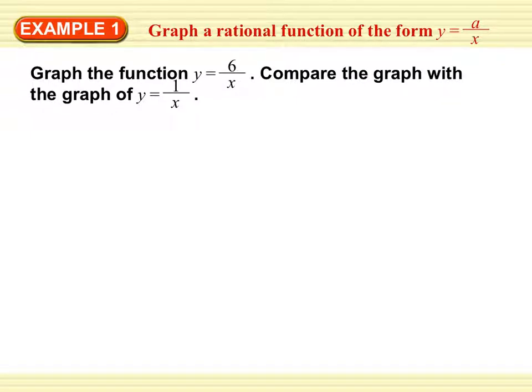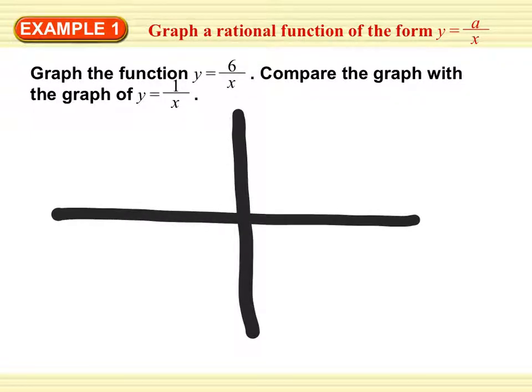All right, let's try one. Graph the function y equals 6 over x. Compare with the graph of y equals 1 over x. First, we're going to draw the asymptotes. I know I'm over-exaggerating. I hope you don't get too annoyed. All right, my asymptotes are x equals 0 and y equals 0.